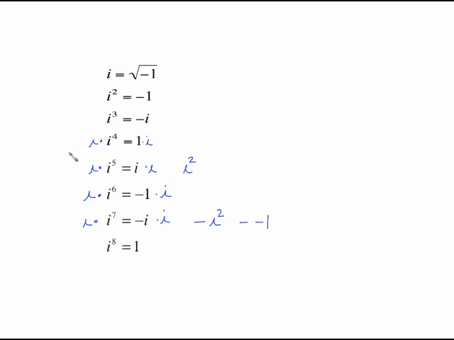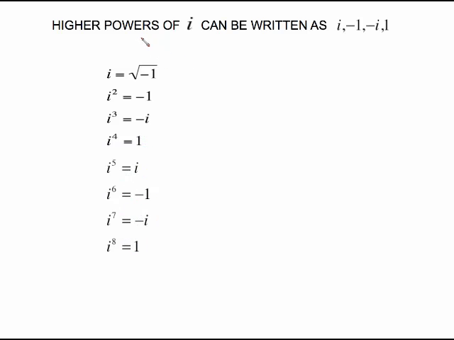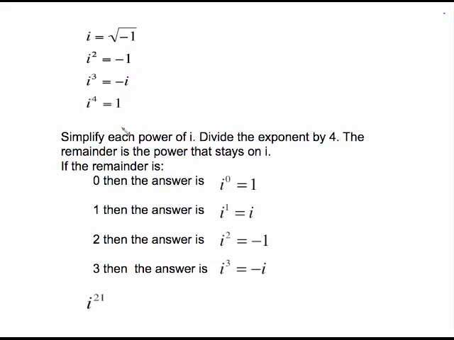So this says that our powers of i repeat themselves every 4 numbers. So every higher power of i can be written as either i, -1, -i, or 1. Any power of i can be written as that. Because this chart repeats itself every 4 numbers, all we need to do to simplify a higher power of i is divide the exponent by 4. And then all that matters to us is the remainder. We don't care how many times 4 goes into the power. We want to look at the remainder.